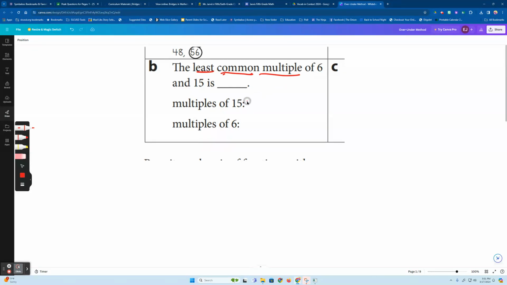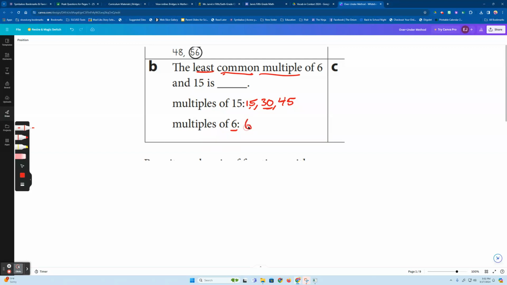I always start with the larger number, and as soon as I get to a multiple that's divisible by the smaller number I'm looking for, I found my common multiple, my least one. So 15 times 1 is 15. 15 is a multiple of 15. 30, 15 times 2 is 30. Is 30 divisible by 6? It is. If I kept going, I'd get to 45. I didn't even need to do that. I think I found it.